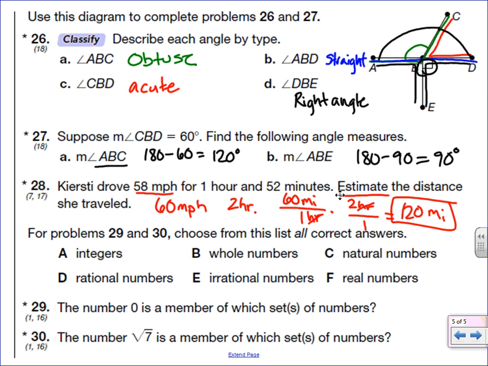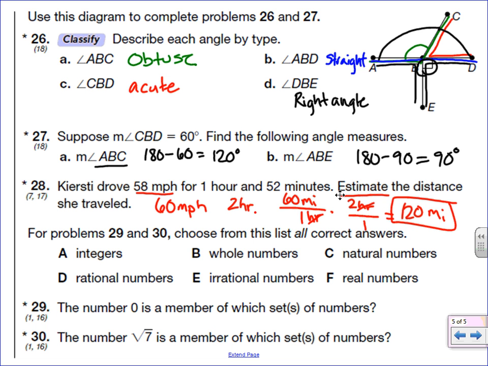For problems 29 and 30, choose from this list all correct answers. So integers, which includes positive, negative, whole numbers, and 0. Whole numbers, which is 0 and positive whole numbers. Natural numbers, which are counting numbers, so it does not include 0. Rational numbers are whole numbers and decimals that end or repeat. Irrational numbers are decimals that do not end and do not repeat. And real numbers includes all of those options.